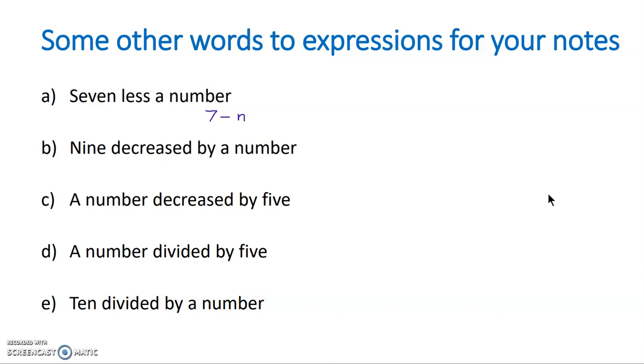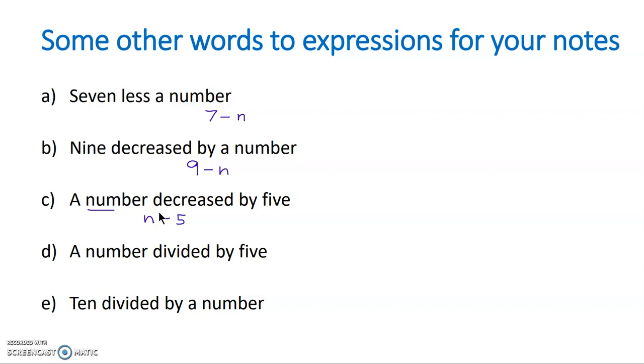So we're decreasing the 9, so the 9 goes first, and we're decreasing it by a number. C, a number decreased by 5. In this situation, we have the number coming first, and we're decreasing that number by 5.